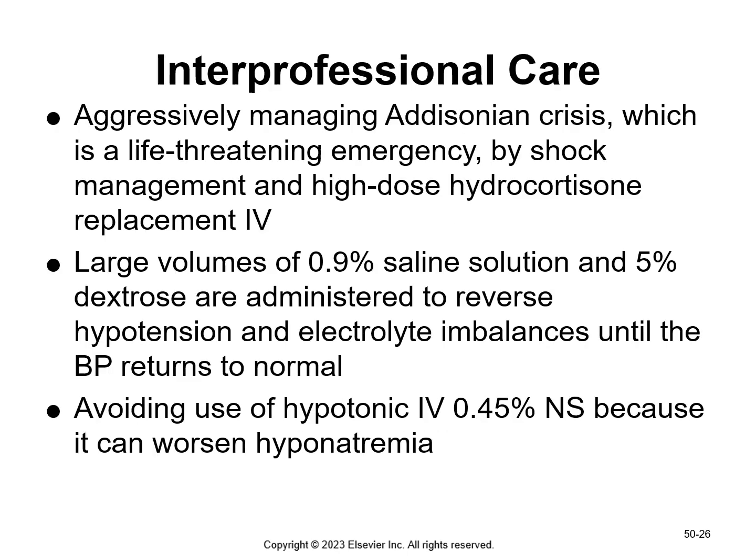So management is, because it is a life-threatening emergency, shock management is what we implement here. Also ABCs, give high dose of hydrocortisone IV, then fluid replacement, especially saline. 5% dextrose is also given because the patient is hypoglycemic. So watch for hypotension and electrolyte imbalance until the blood pressure is normal, and also for cardiac arrhythmias. We don't usually give hypotonic solutions because that can worsen hyponatremia. So whenever your patient has a low sodium level, avoid using hypotonic solutions.